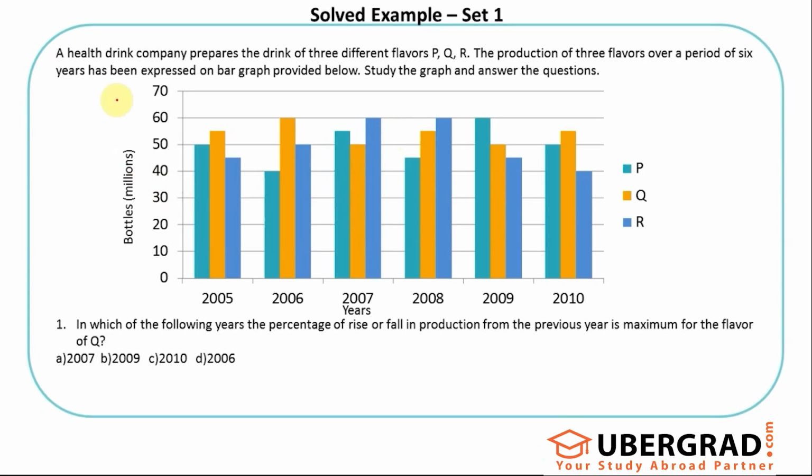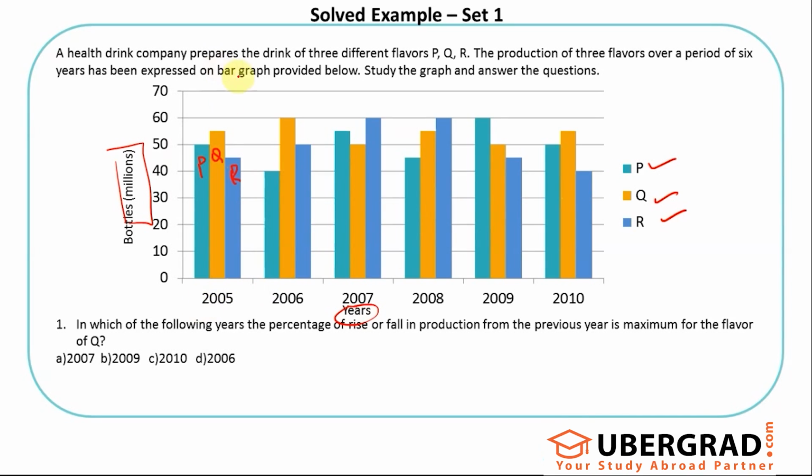A health drink company prepares the drink of 3 different flavors P, Q, R. The production of 3 flavors over a period of 6 years has been expressed on a bar graph provided below. Study the graph and answer the questions. So the y-axis reads bottles in millions and the x-axis is years. I see 3 flavors P, Q, R. The sort of greenish blue is P, so this is P, this is Q, and this is R. That is the case for all the years.